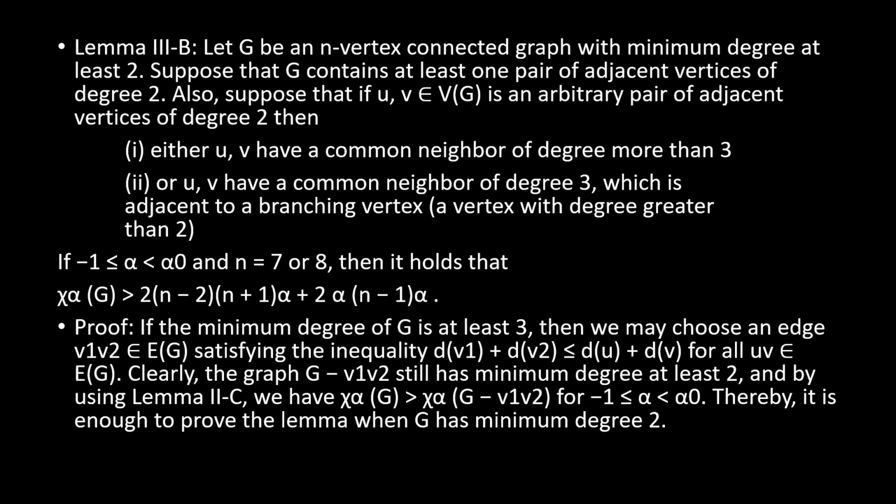still has minimum degree at least 2, and by using Lemma 2c we have Xα(G) > Xα(G − v1v2) for −1 ≤ α < α0. Thereby it is enough to prove the lemma when G has minimum degree 2. Here is the photo for Xα of H6 and all the values up to H6, H22 and up to 39. So these are the values.